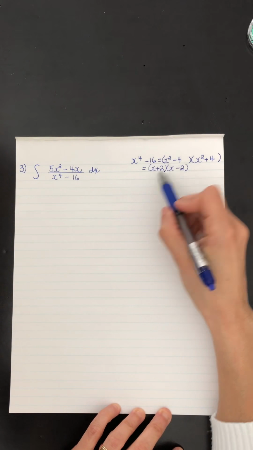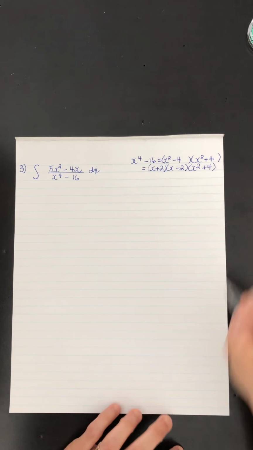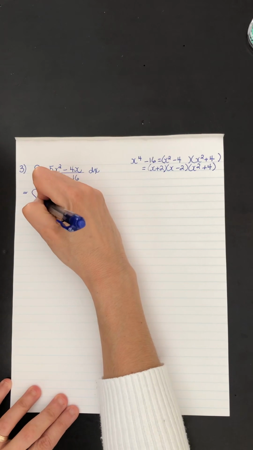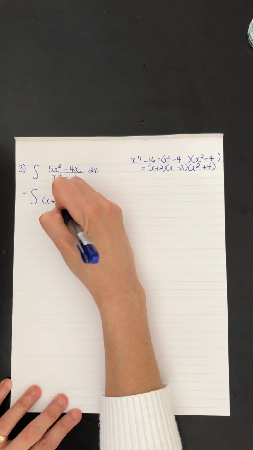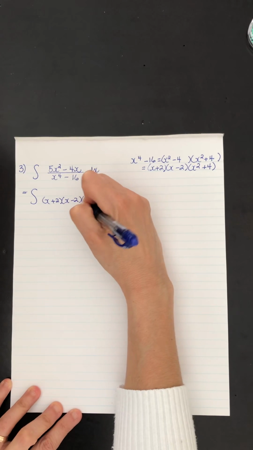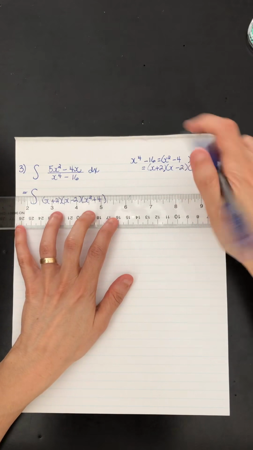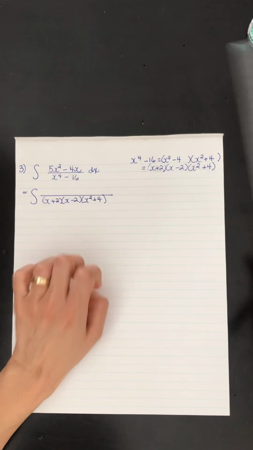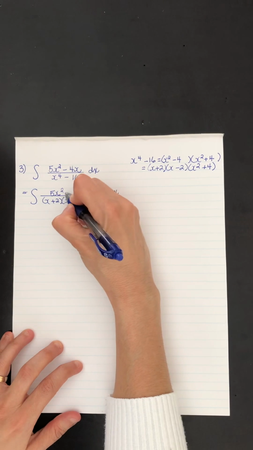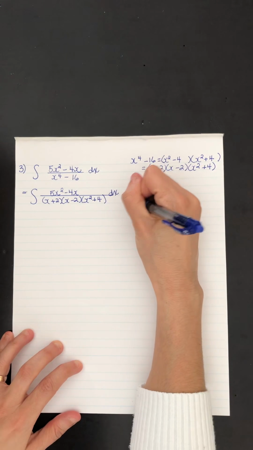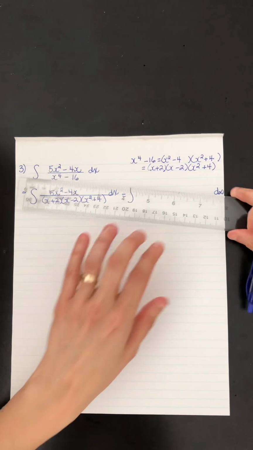So the first binomial is factored like this. The second binomial remains as it was. So this now gives us our new denominator. Of course, the numerator remains as it was. We now can see that we're going to need 3 partial fractions.